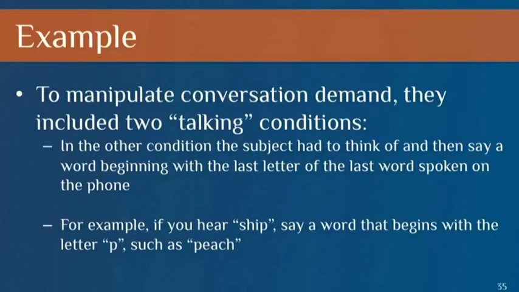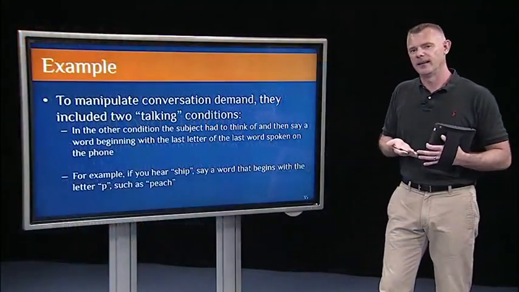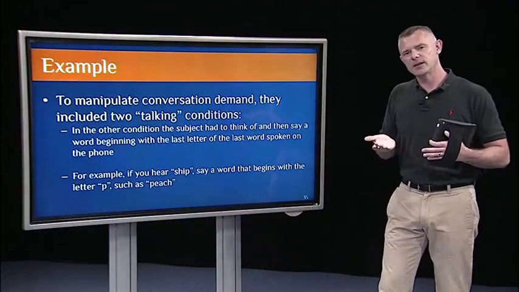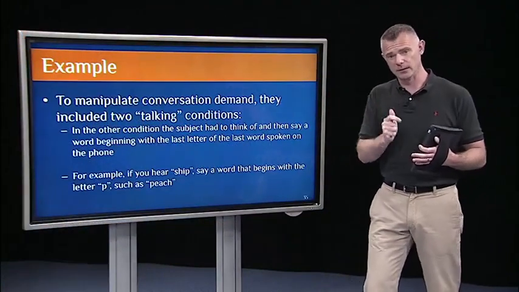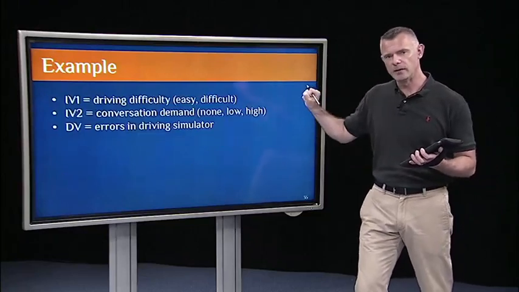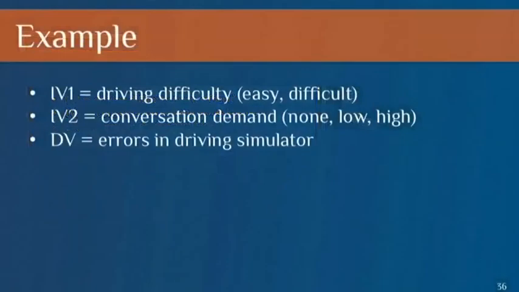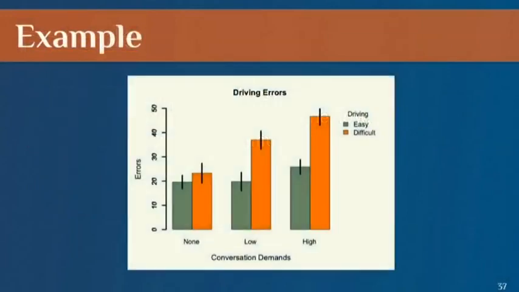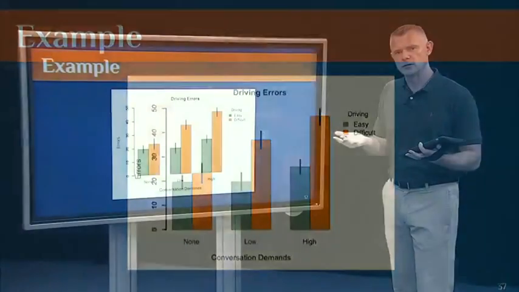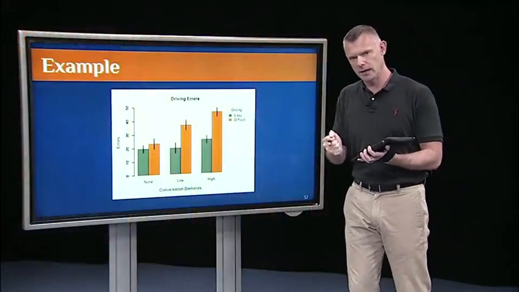It's more effortful. And the question was whether conversation demand increases errors and whether conversation demand interacts with driving difficulty. So just to be clear, we have two independent variables. They're both categorical. That's why we're doing factorial ANOVA. And we have a continuous dependent variable. Again, I showed you the results already, and it looks like there is an interaction effect. And this is true, lots of research has supported this, that conversation demand and driving difficulty interact to produce lots of driving errors.